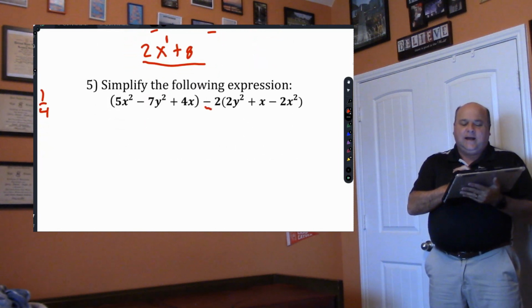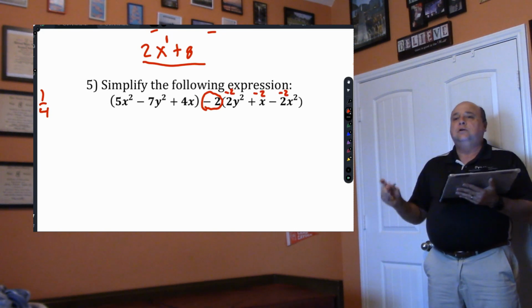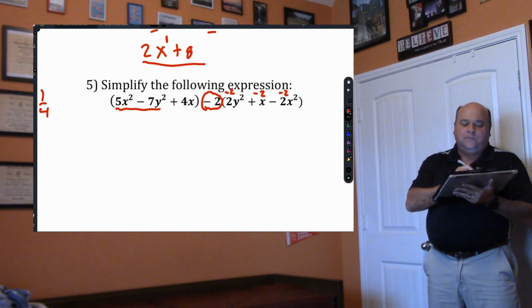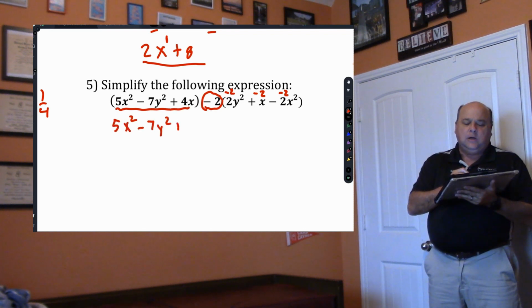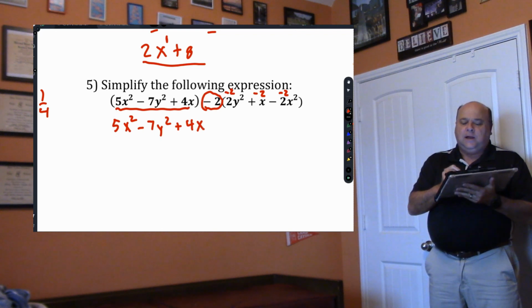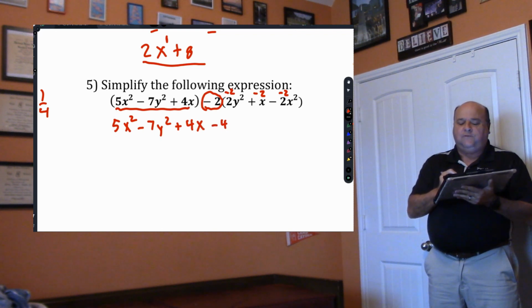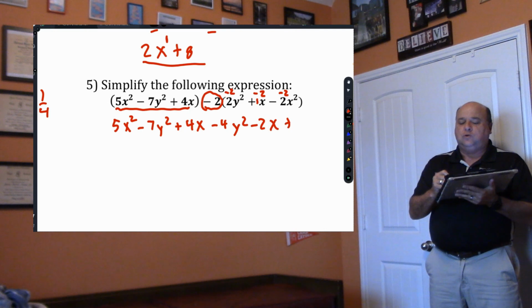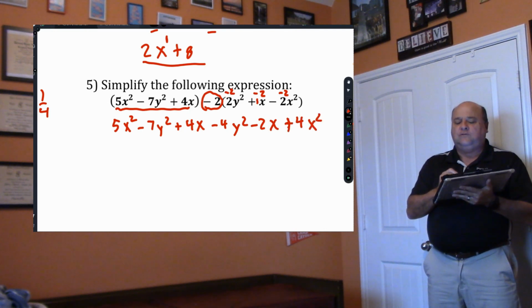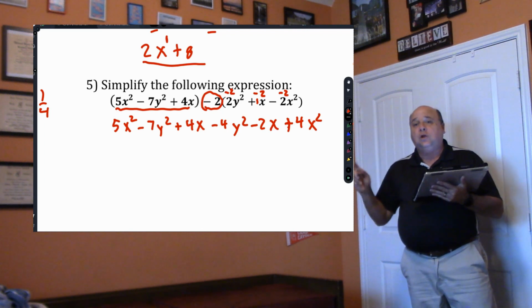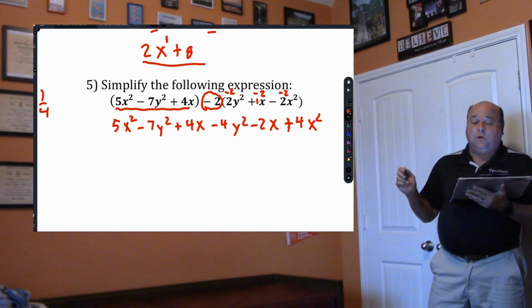On number 5, we got a negative 2 right here. That negative 2 is going to be distributed. So I need to rewrite this whole problem. This part won't change. 5x squared minus 7y squared plus 4x. And then negative 2 times 2 is negative 4y squared. Negative 2, this is a 1, times 1 is minus 2x. Negative 2 times negative 2 is a plus 4x squared. So what I did is I distributed the negative 2 and I multiplied it through here. You could use the calculator if you need to do that multiplying.